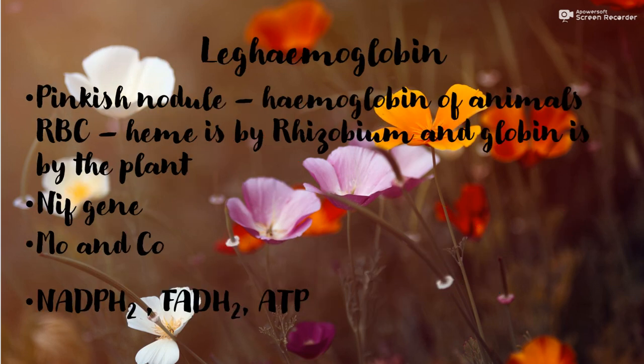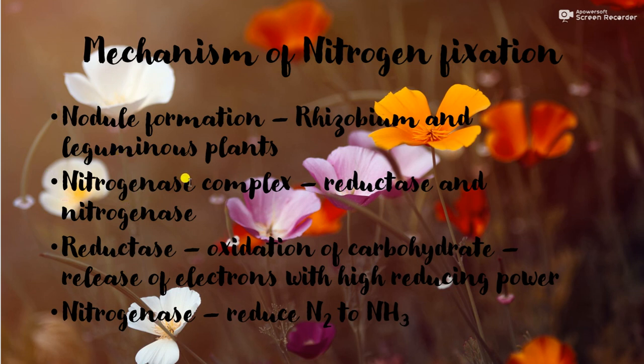The next important topic is leg hemoglobin. Leg is for legume, hemoglobin is for hemoglobin, containing heme and globin protein. So what is this leg hemoglobin? Why is it present in the plant? The answer is that this nitrogenase complex, which we just discussed, is highly sensitive to oxygen. If oxygen is present there, the nitrogenase complex cannot work. It cannot do its function as it is. It will combine with the oxygen.